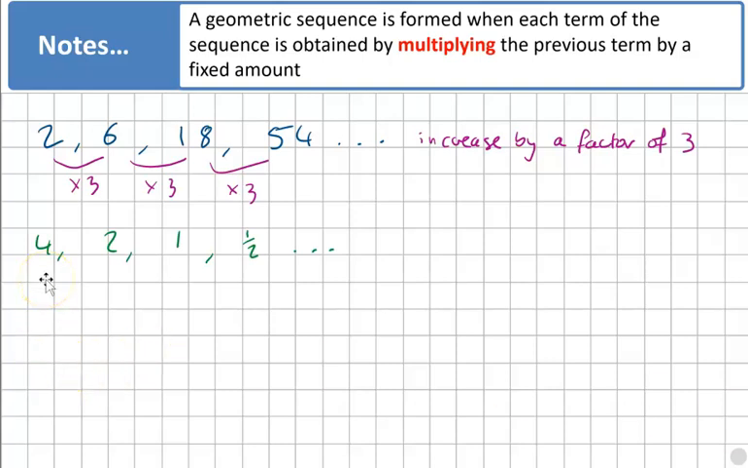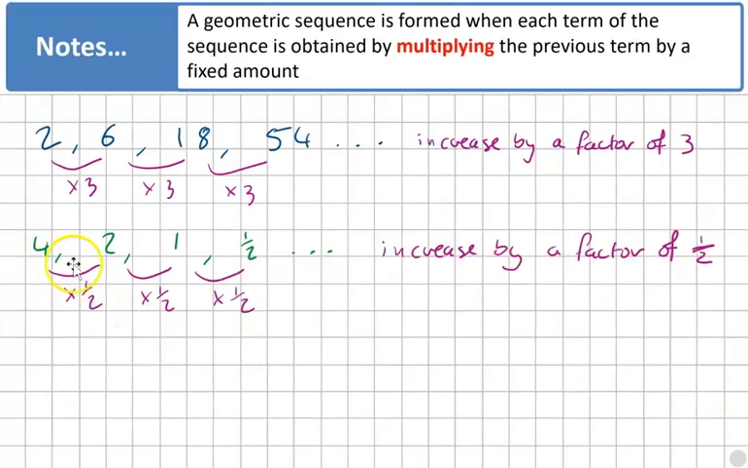Let's take this sequence, 4, 2, 1, a half, ... To get from 4 to 2, we're multiplying by a half. To get from 2 to 1, we're multiplying by a half. To get from 1 to a half, we're multiplying by a half. So we're increasing by a factor of a half each time.